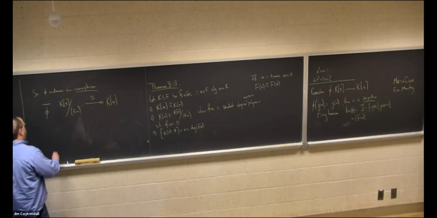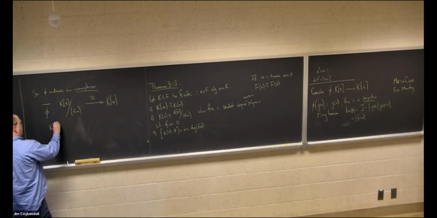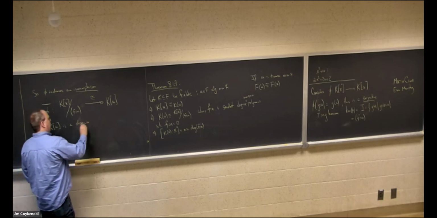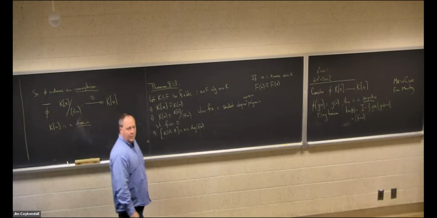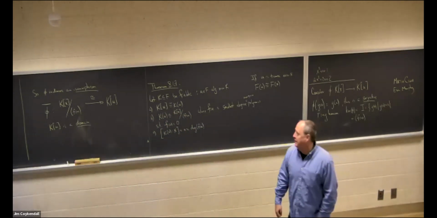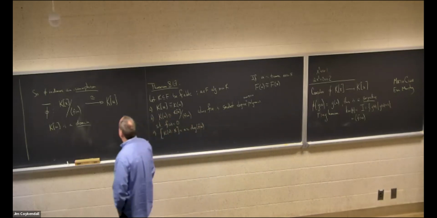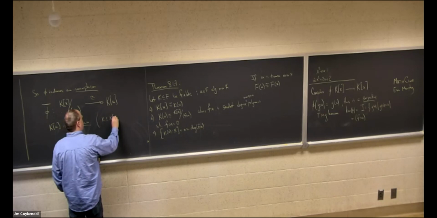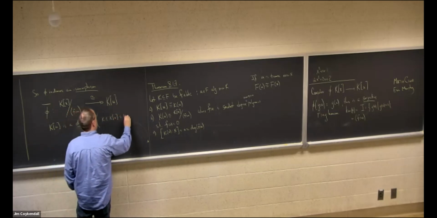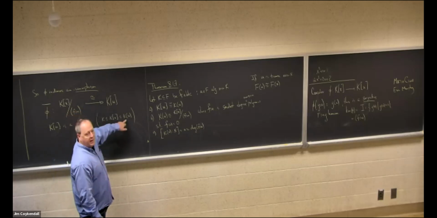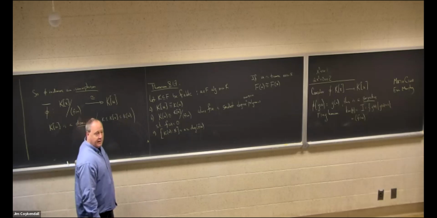Let me first point out that K(u) is a domain. It's an integral domain, right? We've already seen that before, because in fact, this is always true. It's a subring of a field. It's got a quotient field. Any subring of a field is an integral domain. Everybody okay with that?